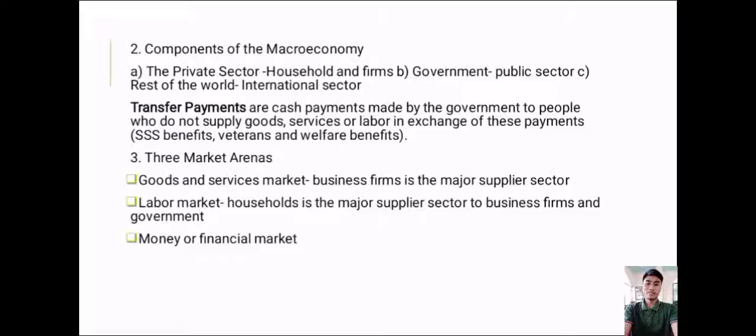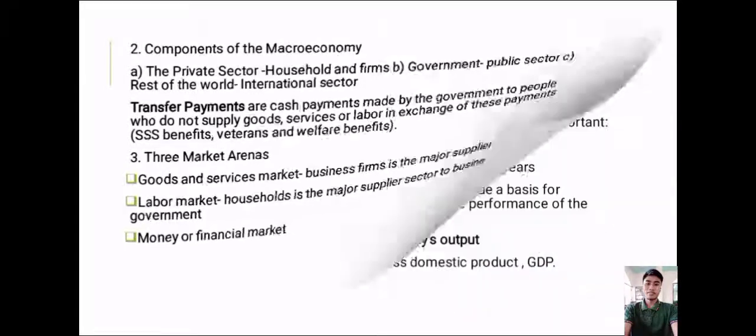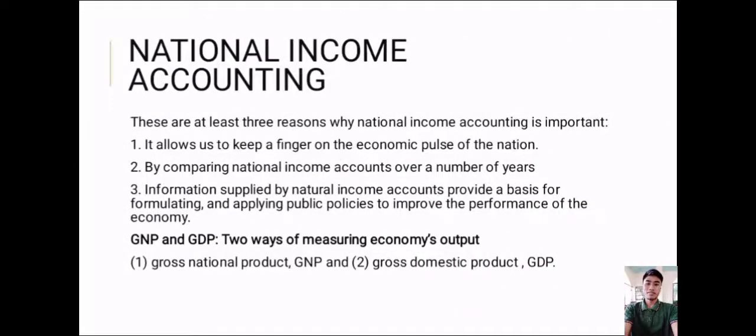There are three market arenas: goods and services market, labor markets, and money or financial markets. National income accounting: first, it allows us to keep a finger on the economic pulse of the nation by comparing national income accounts over a number of years. Third, information supplied by national income accounts provides the basis for formulating and applying public policies to improve the performance of the economy. GNP and GDP are two ways of measuring the economy's output: gross national product, GNP, and gross domestic product, GDP.